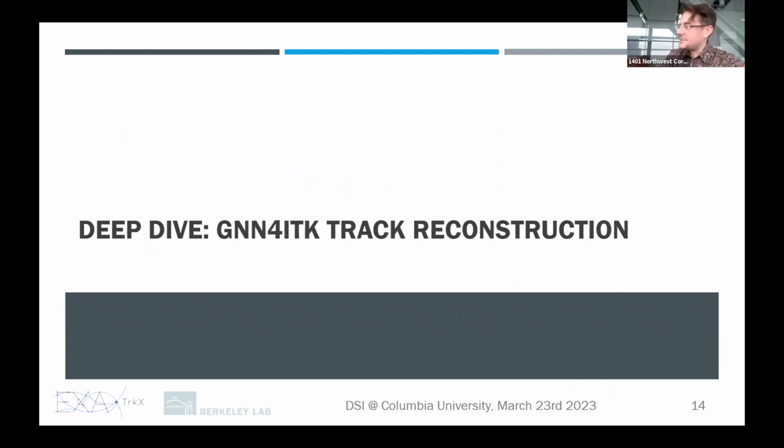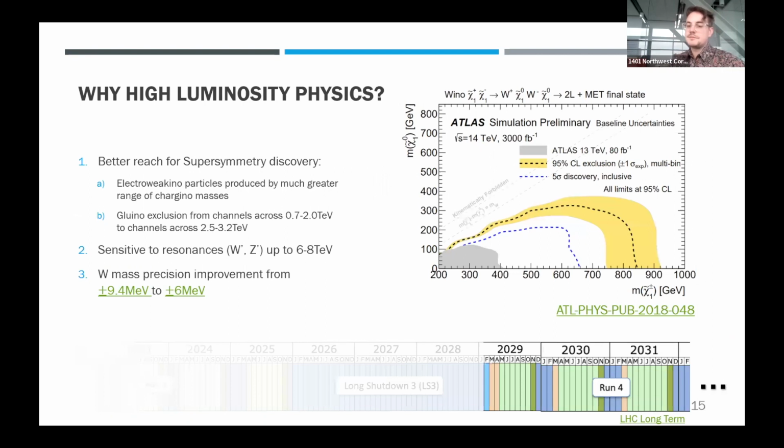So now I want to dive into a project that we work on with Exatrkx and a couple other groups around Europe and the States. This is called GNN for ITK, and it's based on the fact that the Large Hadron Collider is going to be upgraded to something called the High Luminosity Large Hadron Collider that will start in 2029, fingers crossed.